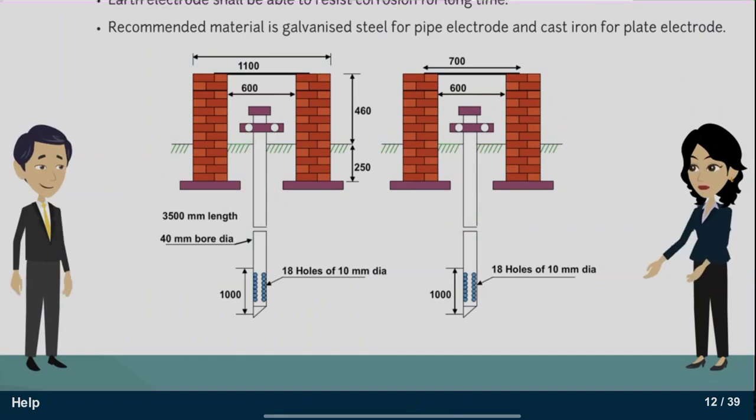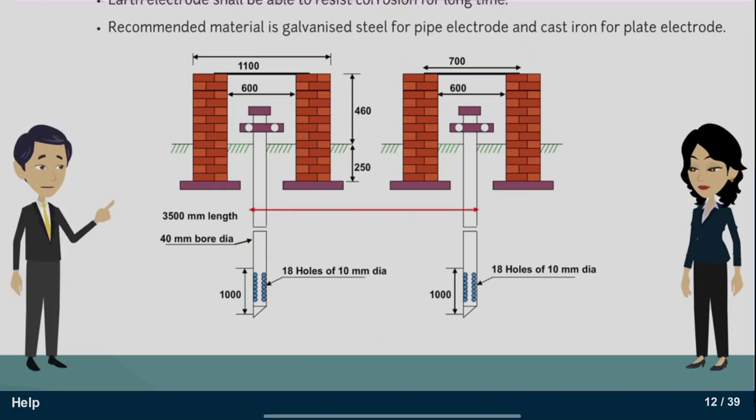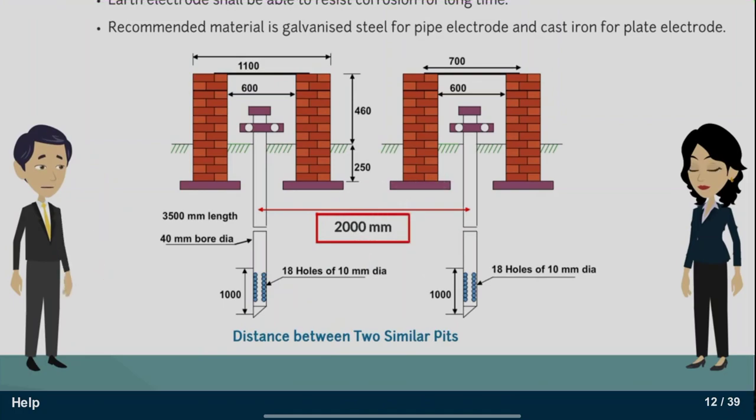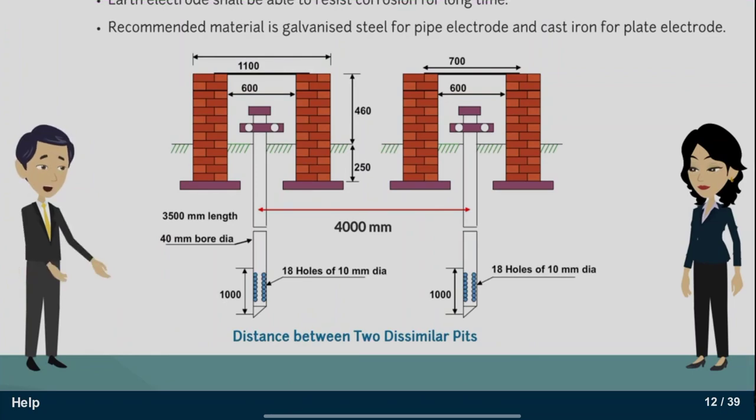Okay, but Mayank, what are the numbers for? Yes, coming to that. Firstly, this diagram shows two similar pits, that is, both of them are either equipment earthing pits or neutral pits. The important thing to observe here is that, in case of similar pits, the distance between both pits will be more than or equal to 2000 millimeters. However, in case of two dissimilar pits, that is, if one is a neutral pit and the other is an equipment pit, then the distance between both pits will be greater than or equal to 4000 millimeters.